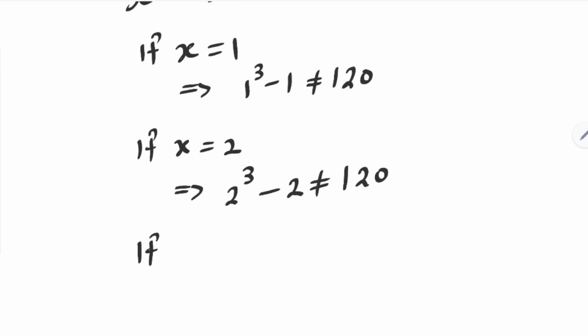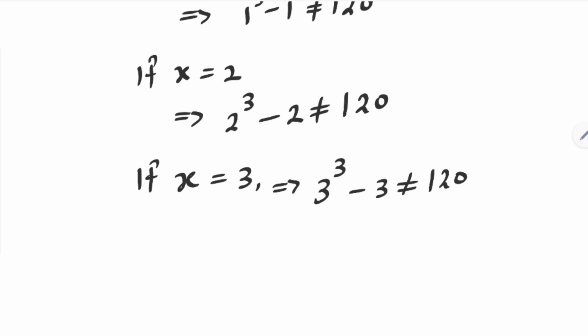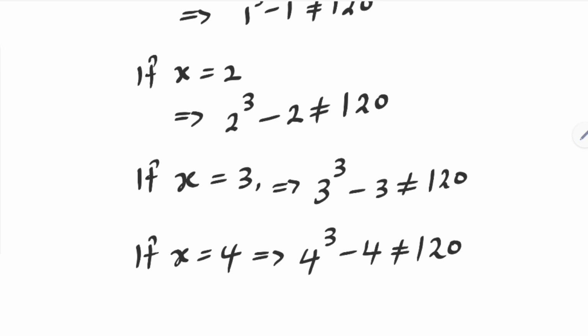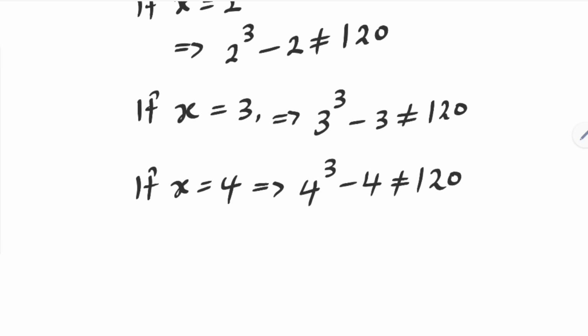If s is equal to 3, we have 3 raised to power 3, that is 27, minus 3, which is not equal to 120. If s is equal to 4, this is 4 raised to power 3 minus 4. This is not equal to 120 because 4 raised to power 3 is 64, minus 4 is going to be equal to 60.